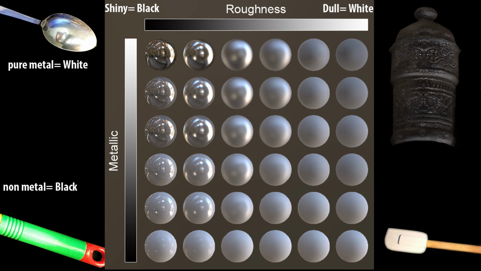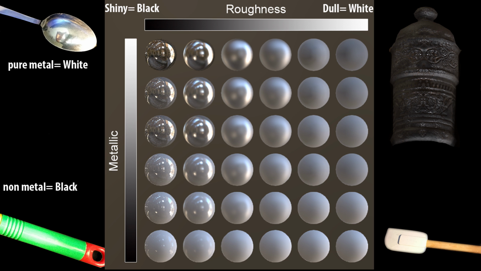So for roughness, white represents a fully dull object and black represents super shiny objects. That's all there is to it. Once you start analyzing real-world objects, you'll be able to translate this quite easily inside iClone to make the materials look and behave like they should.